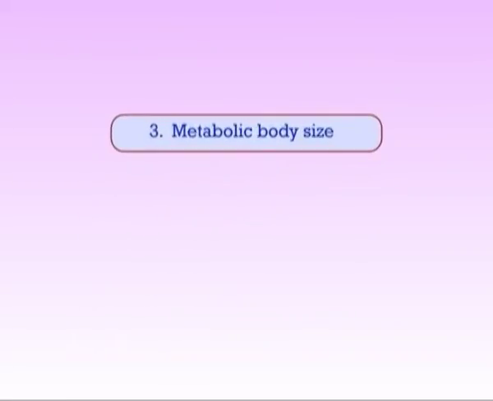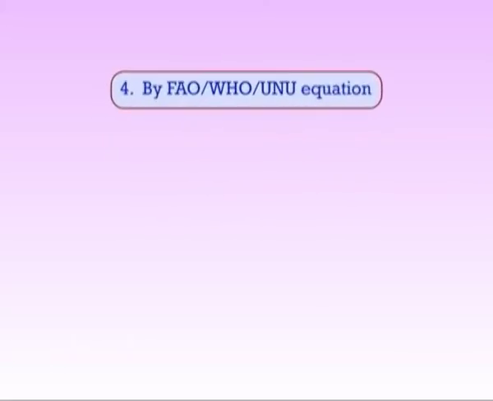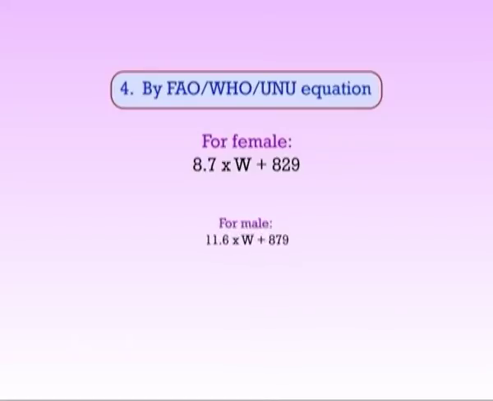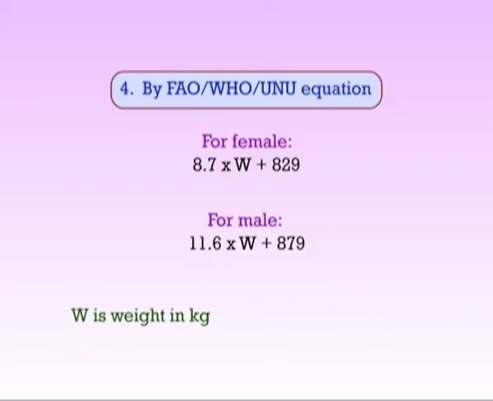Third, metabolic body size. Using metabolic body size, the formula is 70 into weight in kilogram to the power 3 by 4. Fourth, using the formula given by Food and Agriculture Organization, World Health Organization, and the United Nations University equations. For female, 8.7 into W plus 829. For male, 11.6 into W plus 879, where W is the weight in kilograms.